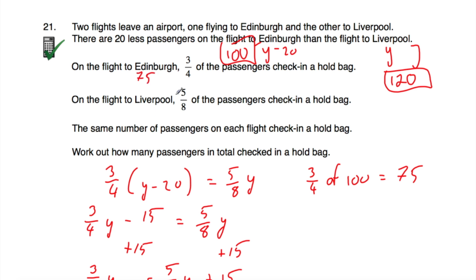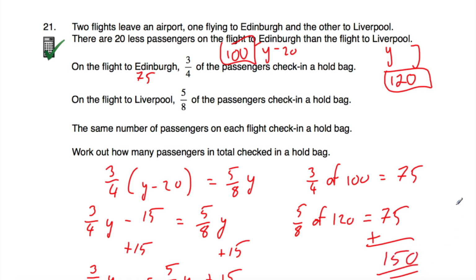And then in terms of the Liverpool flight, it should be the same because we're told it's the same, but let's just check it. Let's work out 5/8 of 120. If we take our 120 and divide that by the bottom, 8, that's equal to 15, times 5 is equal to 75. And then the question says, work out how many passengers in total checked in a whole bag. So we just need to add them together, and 75 plus 75 is 150. So the answer is 150, and that's it.